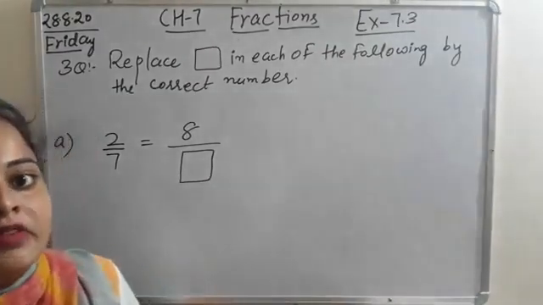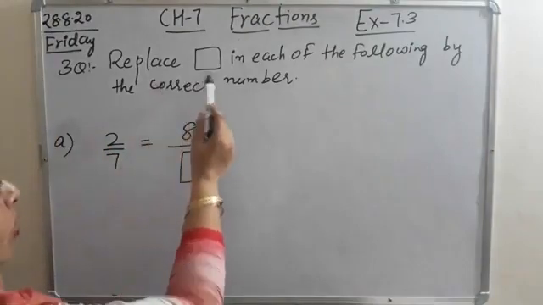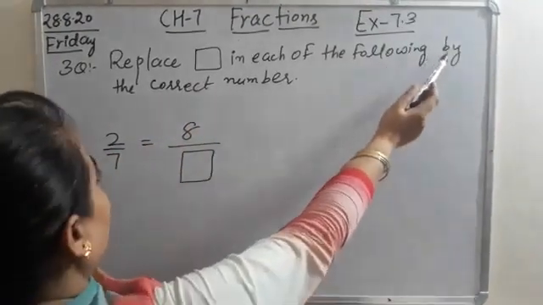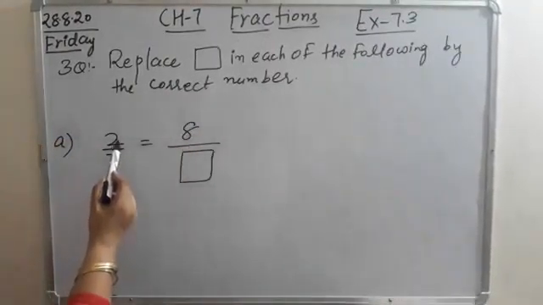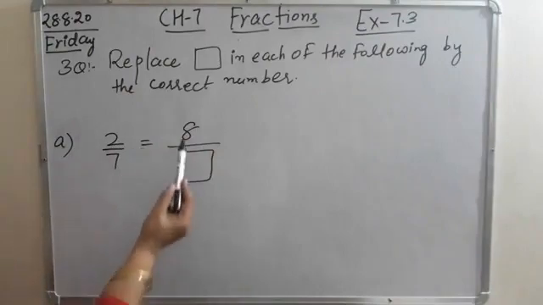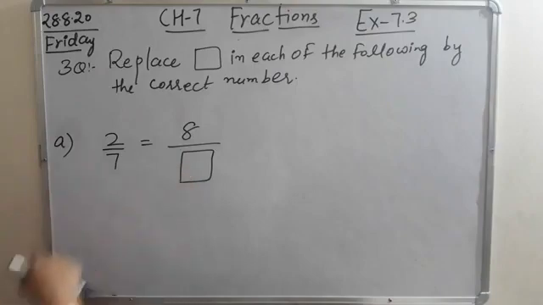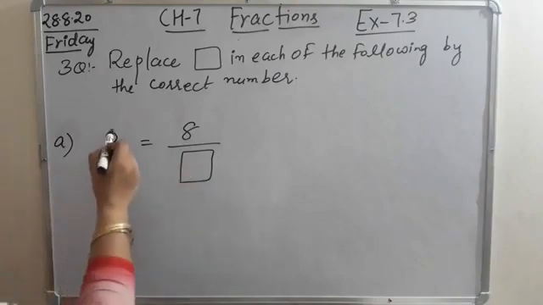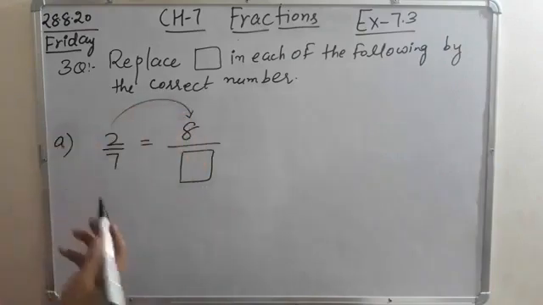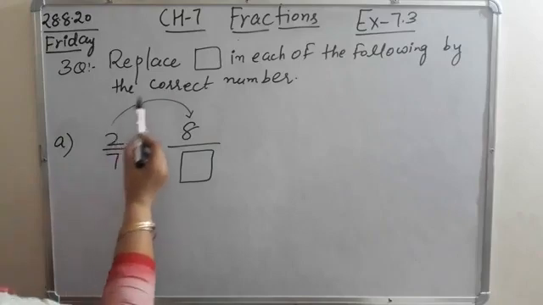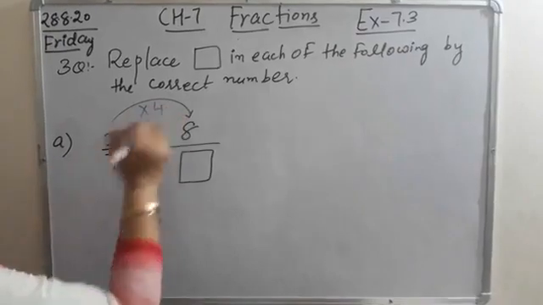Now come to the exercise 7.3. Third question, replace box in each of the following by the correct number. A part, 2 by 7 is equal to box upon 8. We have to fill this box. Now observe, 2 has become 8. How? 2 has become 8 by multiplication with 4.